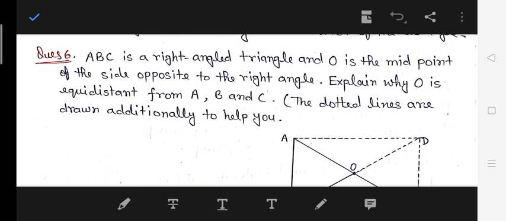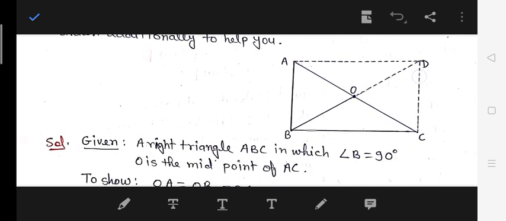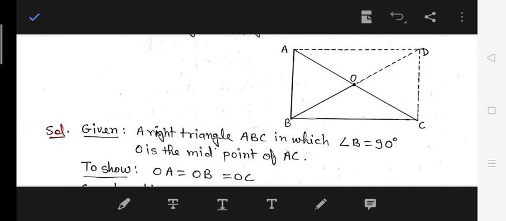Now question number 6. A diagram is given. ABC is a right triangle and O is the midpoint of the side opposite to the right angle. Explain why O is equidistant from A, B and C. So here one diagram is given there.